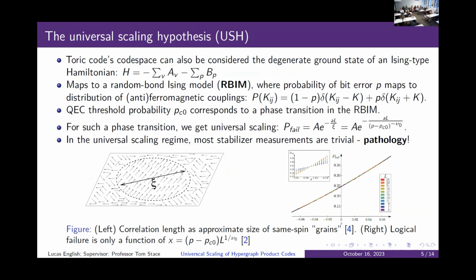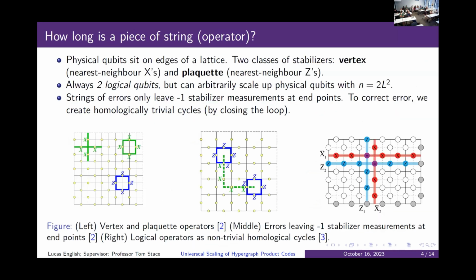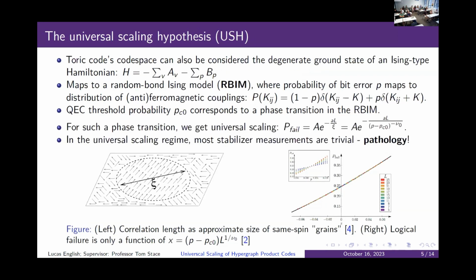Now, another way to look at that toric code is actually that our code space can be considered the degenerate ground state of an Ising type Hamiltonian, where we sum over the vertex operators, vertex stabilizers, and the plaquette stabilizers. So from before, there's however many vertices on that little graph, and there's also however many faces. So really we can consider a Hamiltonian that's just summing over all of those little stabilizers.